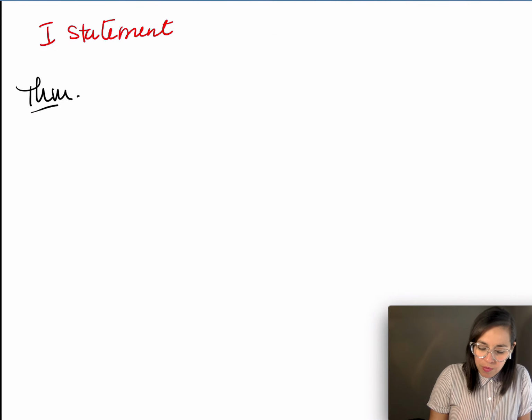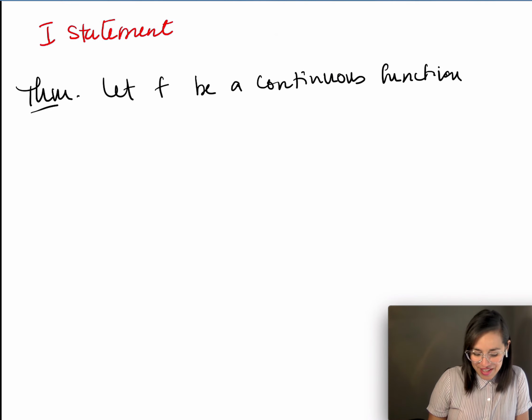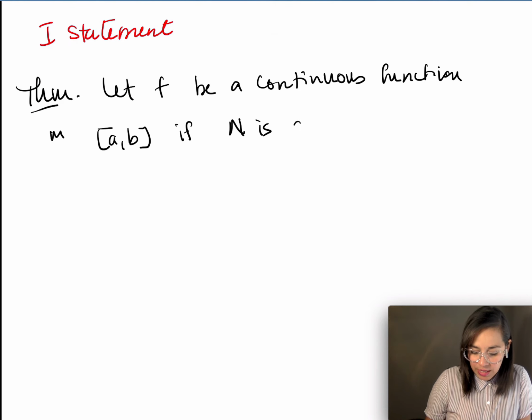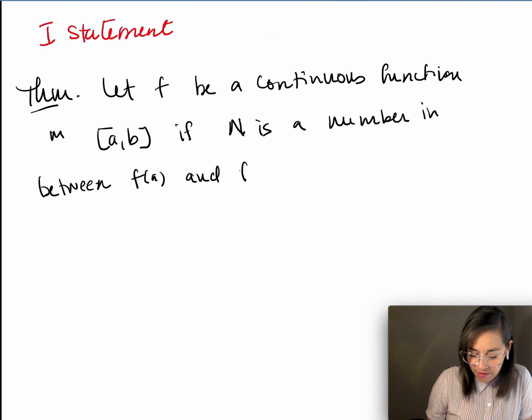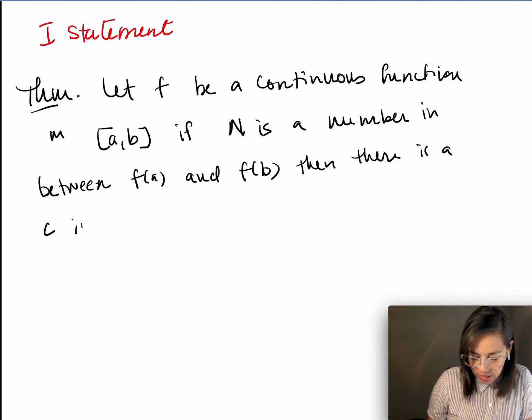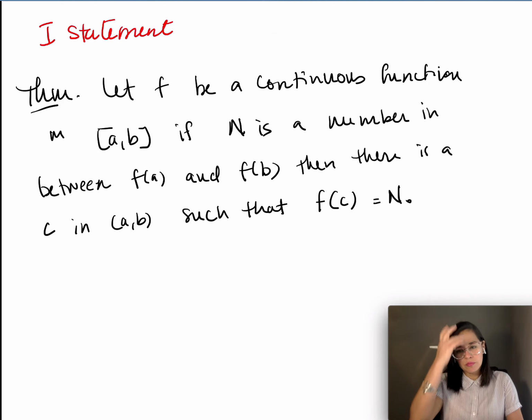Now, the theorem goes, let f be a continuous function on [a, b]. If n is a number in between f(a) and f(b), then there is a c in (a, b) such that f(c) is equal to n. Okay? That's the statement of the theorem.